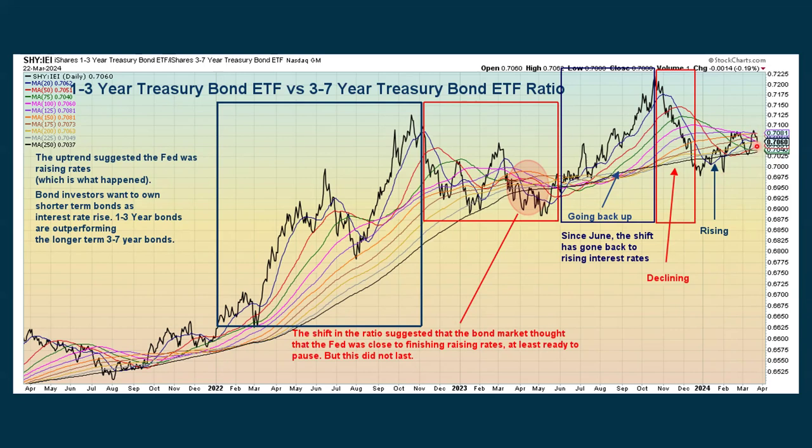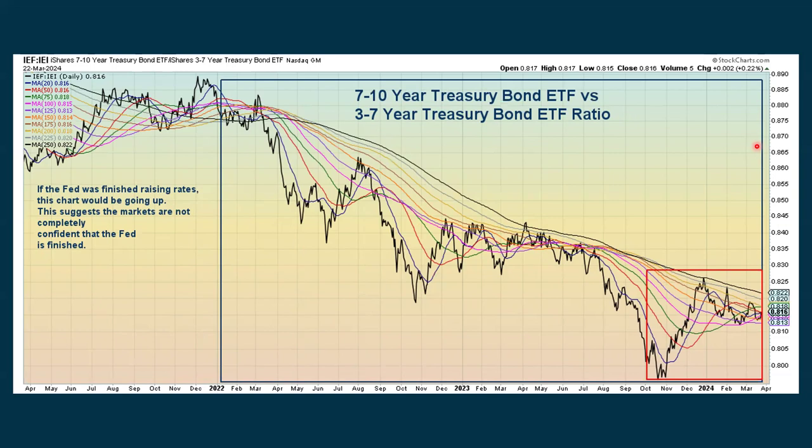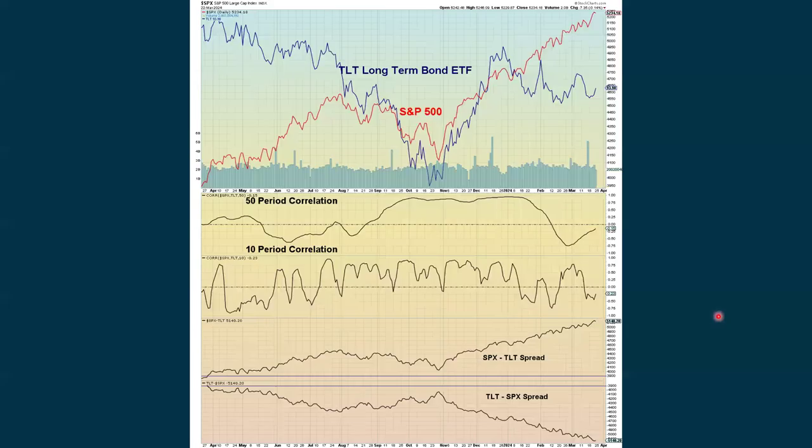Here's an inverse of that same kind of thing, where we look at 7 to 10 year bonds and compare them with 3 to 7 year bonds, showing that this is still having a tendency to go down overall. Then we look at the TLT, which is the long-term bond ETF, that's in blue. And we compare it with the S&P 500 that's in red.